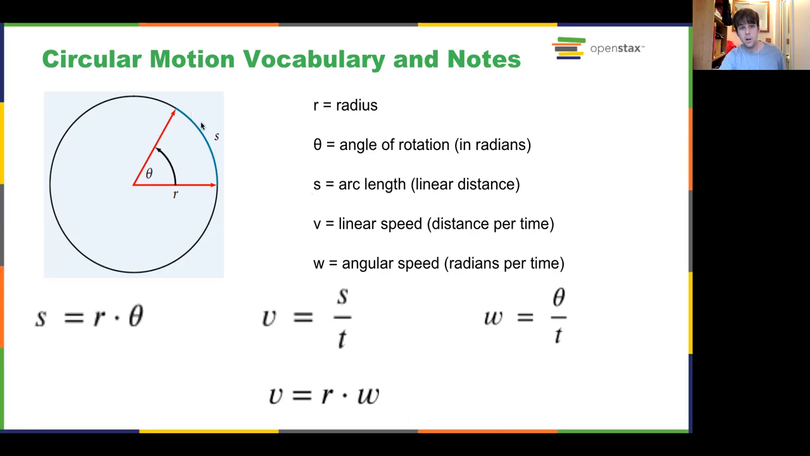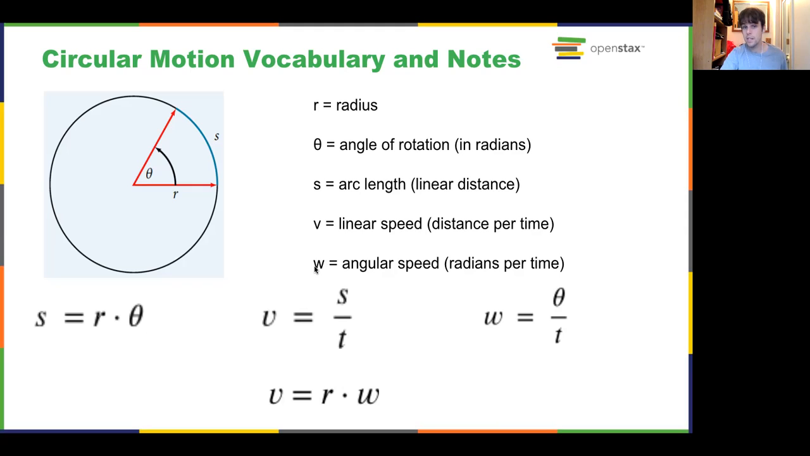S represents the arc length, which is the distance around the circular path, the linear distance that whatever is moving. V is the linear speed. So the linear speed is how fast around the circle that thing is moving in distance per time. And the angular speed is, again, how fast it's rotating around the circle. So how many angles per unit of time, how many radians per unit of time.